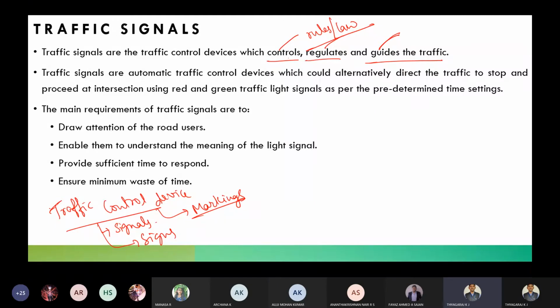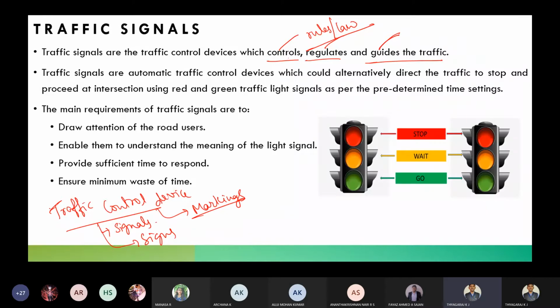You can see here in the photo, we all know there are three colors on the traffic signals: the stop signal, the wait or ready signal, then the go signal. In general, we come across roads in our daily life, and you have observed and are familiar with these color indications. You will be observing all these traffic signals in your daily life.